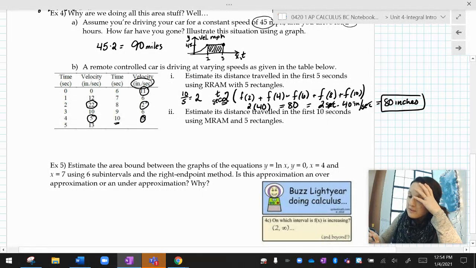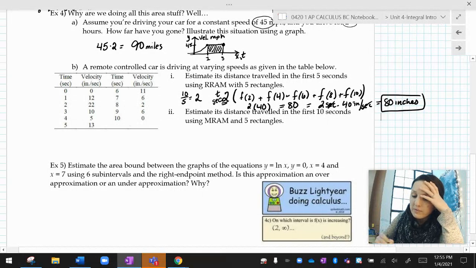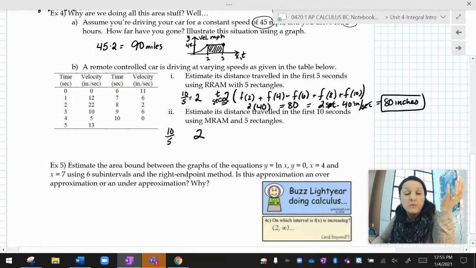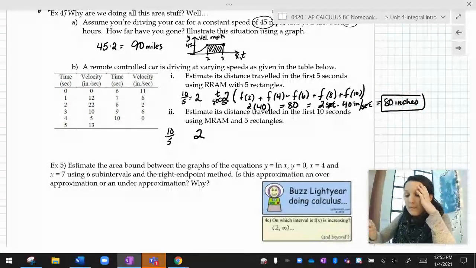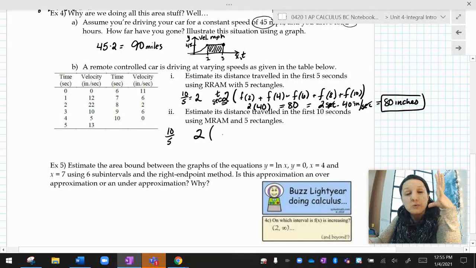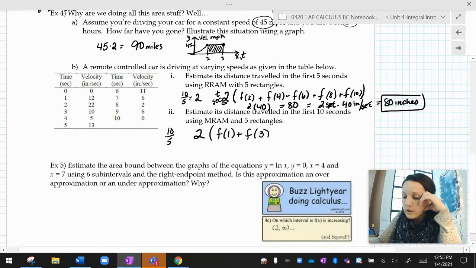Then it says estimate the distance in the first 10 seconds using MRAM in 5 rectangles. Well, if I'm going to use MRAM in 5 rectangles, 10 divided by 5 is still 2, so the width of all my rectangles is 2, but between 0 and 2, my midpoint would be 1. So all of my heights for these rectangles would again come from the odds. F of 1, 3, 5, 7, 9.